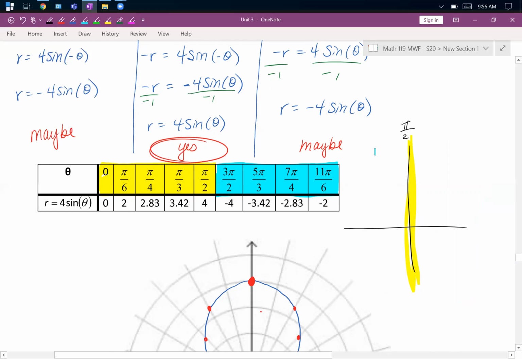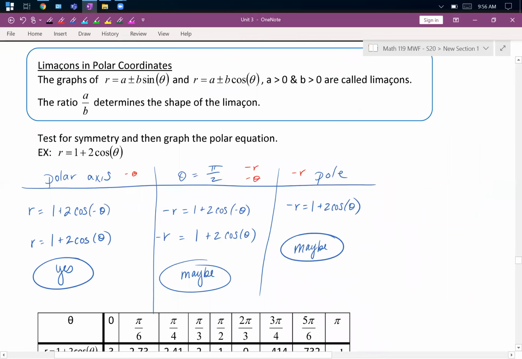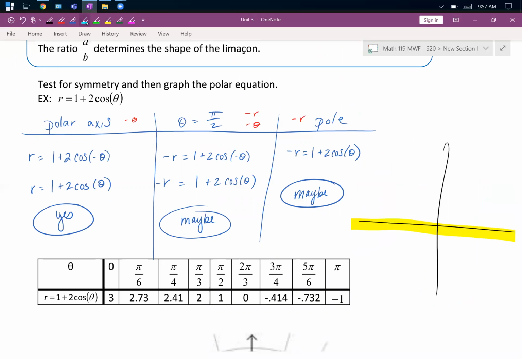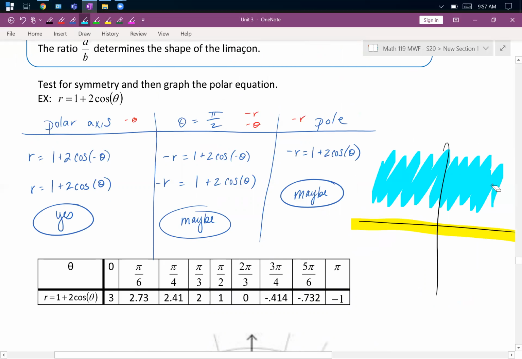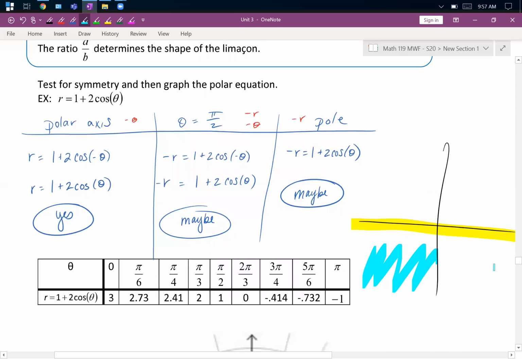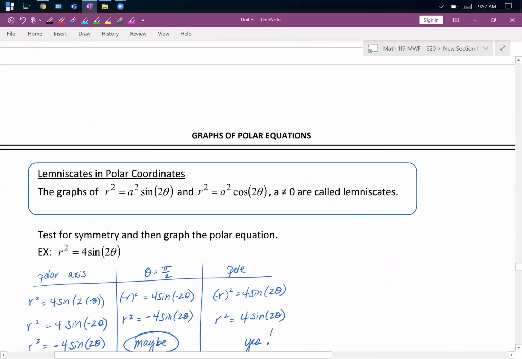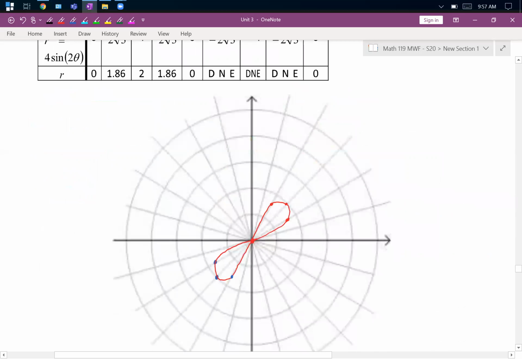In the next 2 examples after this one, we had symmetry with respect to the polar axis. So symmetry with respect to this line. So when you're choosing your thetas, you either need to choose the thetas above the line and reflect down, or choose the thetas below the line and reflect up. And then in this last example, we were symmetric with respect to the pole. So that's the diagonal. So you're going to get any 2 quadrants that are adjacent to each other and then reflect diagonally.